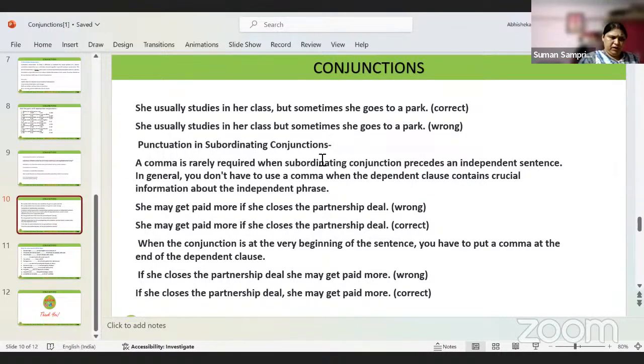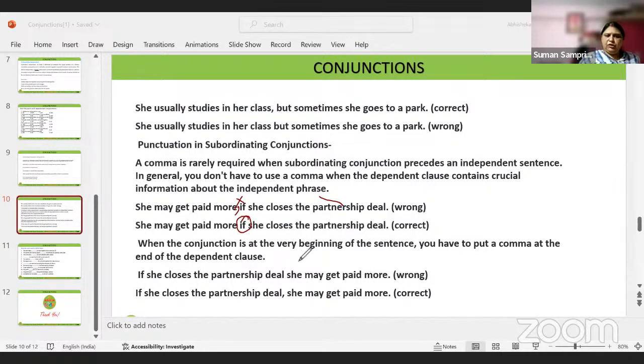And punctuation with a subordinating conjunction. A comma is rarely required when a subordinating conjunction precedes an independent sentence. In general, you don't have to use a comma when the dependent clause contains crucial information about the independent phrase. So you will find here, she may get paid if she closes the partnership deal. So we do not have any. If there is a comma put here, it will be incorrect. You don't have to use any comma with if.